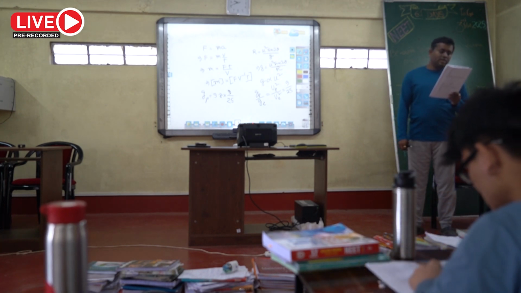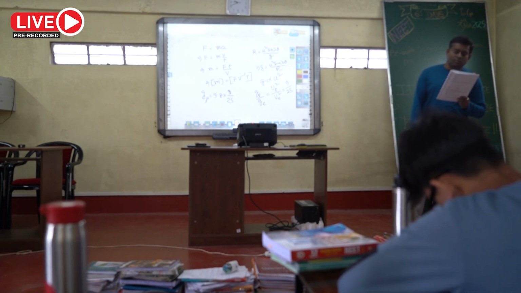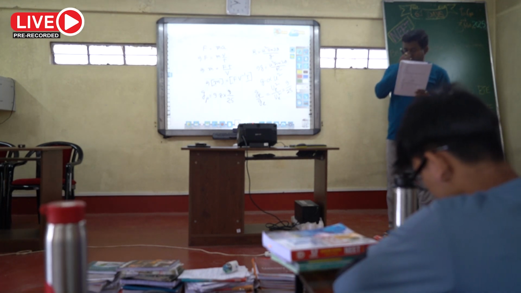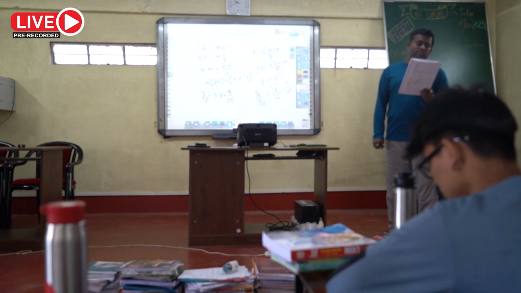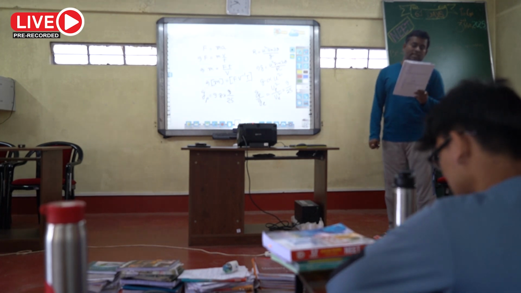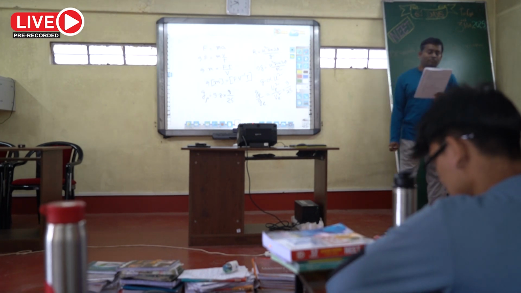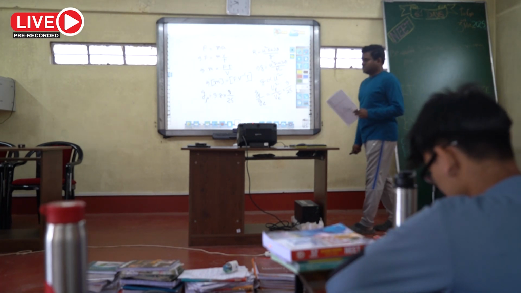Next, a particle is moving such that its position coordinates x, y are (2, 3) meters at time t equal to 0, (6, 7) at time t equal to 2 seconds, and (13, 14) at t equal to 5 seconds. You have to find the average velocity between 0 and 5 seconds.